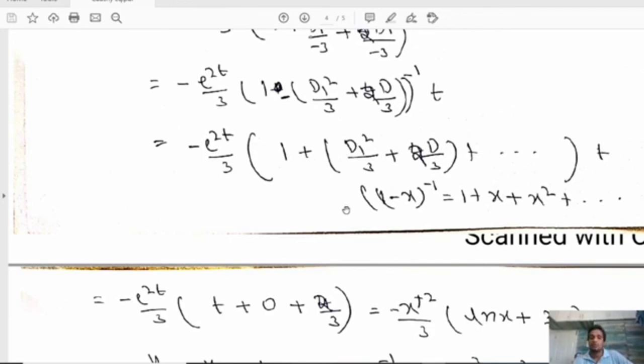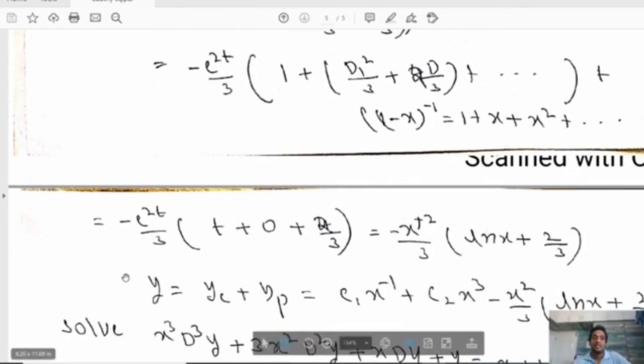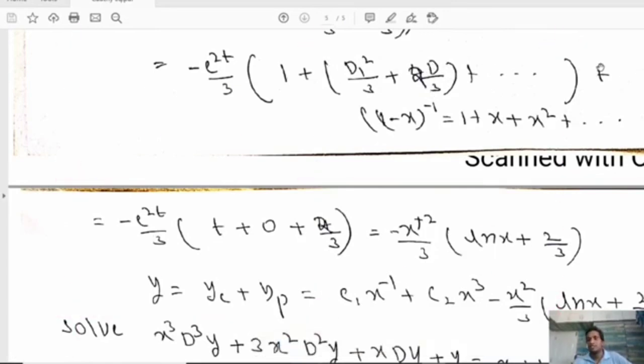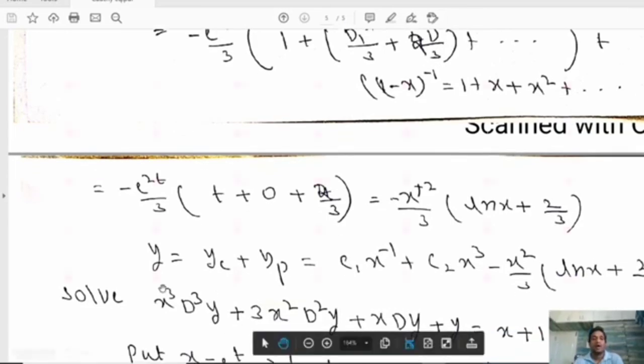Anyhow it becomes 0. So it becomes t, D1 square means 0, 2D1 by 3 means differentiation of t with respect to t is 1. So 2 by 3. So e power 2t means x square by 3, t means ln x, plus 2 by 3. This is our yp. So y is equal to yc plus yp. So I am writing yc here and yp.